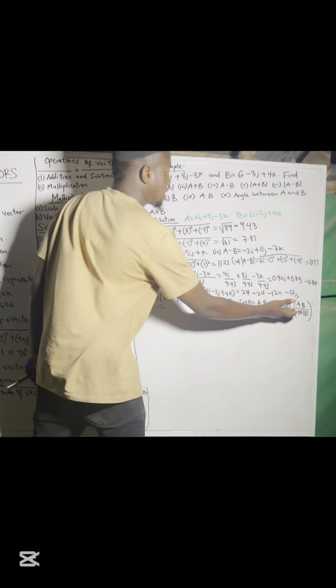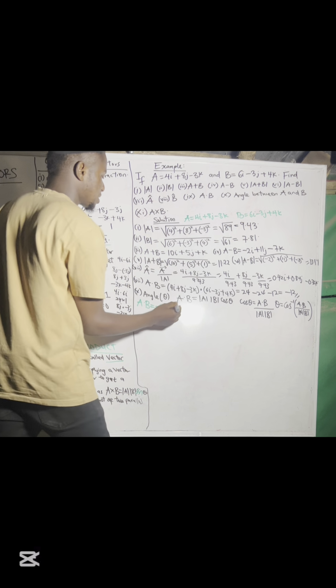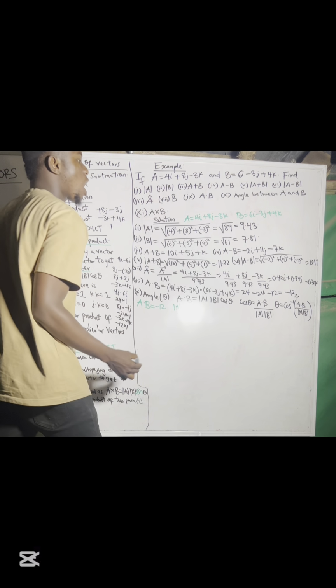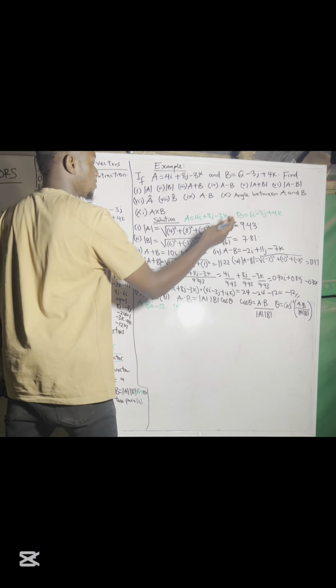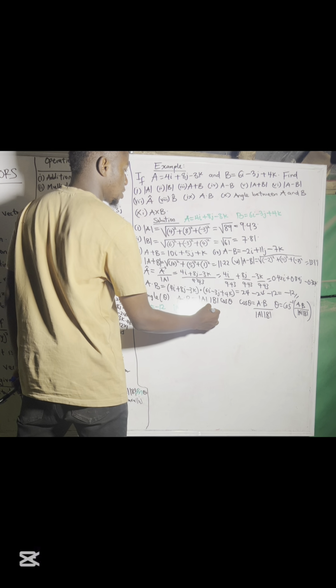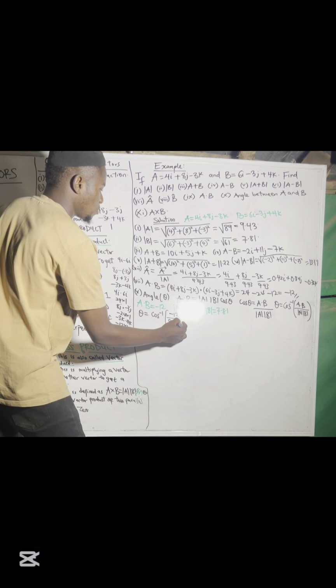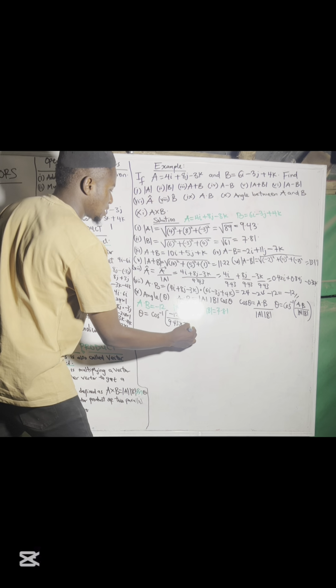Also, I have calculated the magnitude of A. The magnitude of A I calculated was 9.43. Also, I calculated my magnitude of B to be 7.81. So therefore, guys, I'm going to be substituting these values into this general formula. Then my theta equals cos inverse of my A dot B, that is minus 12, all over magnitude of A, 9.43, multiplied by magnitude of B, 7.81.